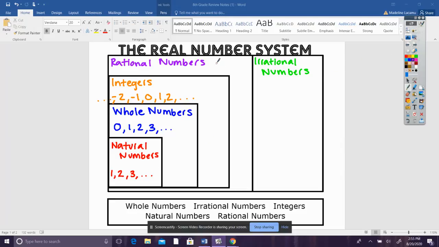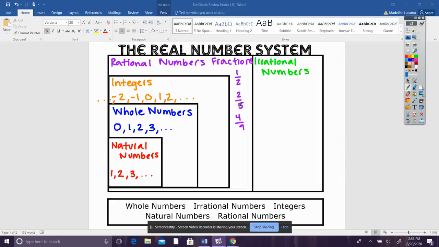Now our rational numbers, that is any number that can be written as a fraction. So our fractions, which some examples of that would be like 1/2, 2/5, 4/9. So any fraction. But it also includes integers because integers can be written as a fraction, whole numbers can be written as a fraction, and natural numbers can be written as a fraction.